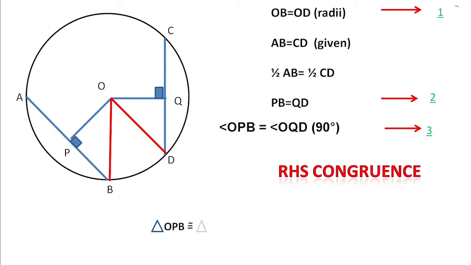So, triangle OPB congruent to triangle OQD. If two triangles are congruent, then the corresponding parts are equal. So, OP equal to OQ.